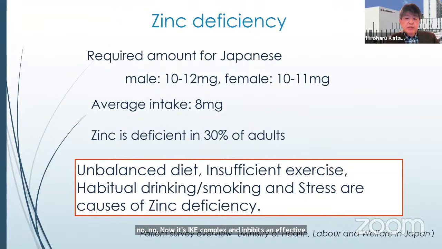The required amount of zinc is more than 10 mg in Japan, and in contrast, the average intake is 8 mg. So zinc deficiency affects 30% of adults in Japan. The causes of zinc deficiency are an unbalanced diet, insufficient exercise, habitual drinking or smoking, and stress. Interestingly, most of them overlap the risk factors for SAH.